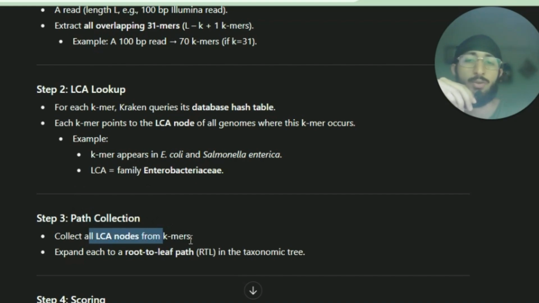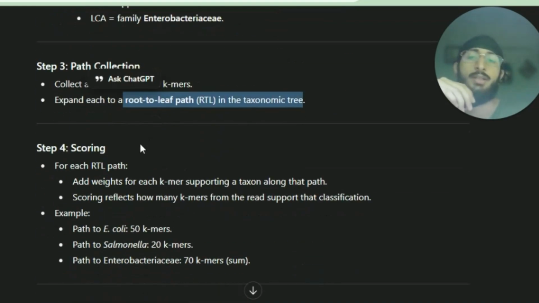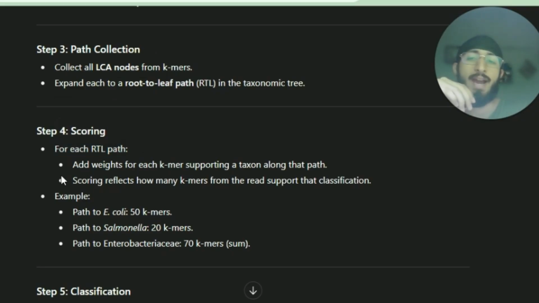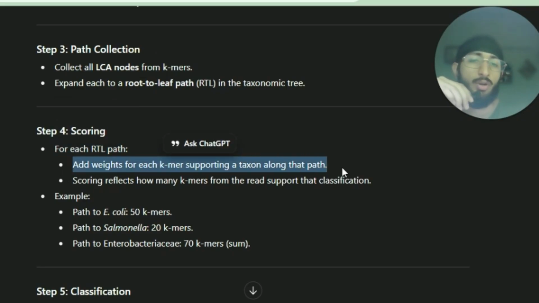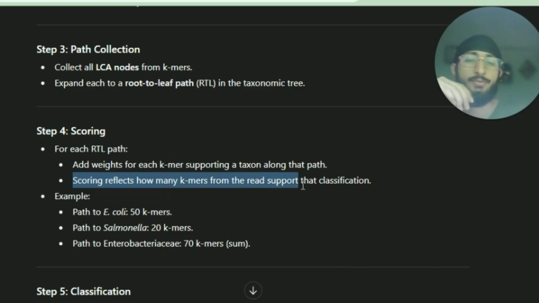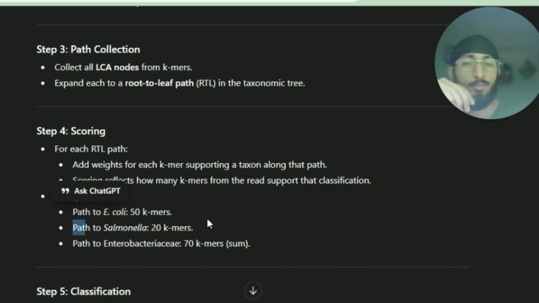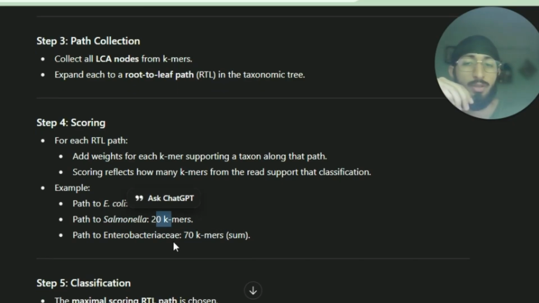Then path collection: collect all LCA nodes from k-mers, expand each to a root-to-leaf path (RTL) in the taxonomic tree. Scoring. Now for each RTL path, add weights for each k-mer supporting a taxon along that path. Scoring reflects how many k-mers from that read support the classification. Example, the path to E. coli is 50 k-mers, the path to Salmonella is 20 k-mers, and the path to Enterobacteriaceae is basically the sum of these two. That is the root-to-path sum up till the LCA, the lowest common ancestor, which is 70 k-mers when we sum these two, right?